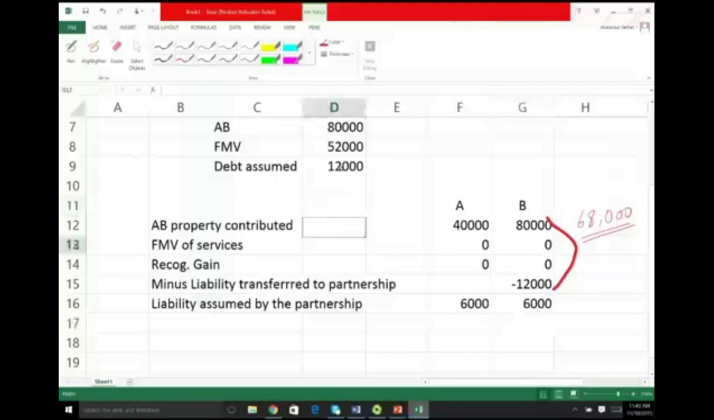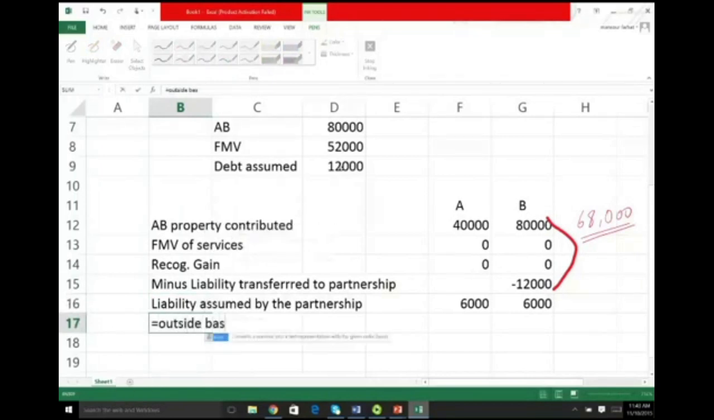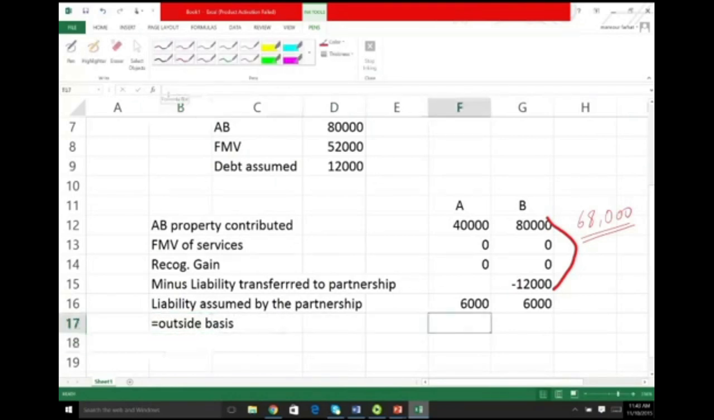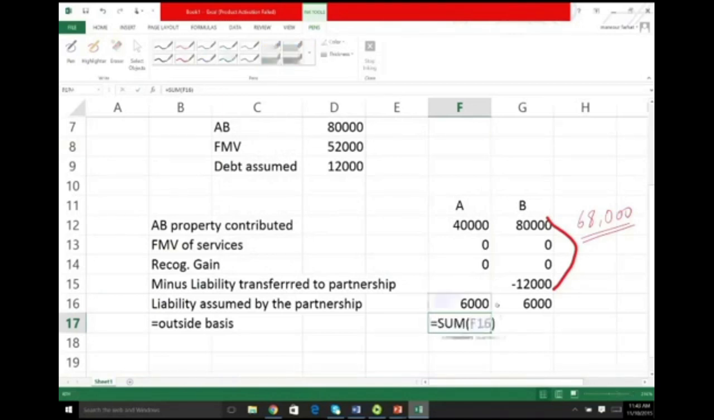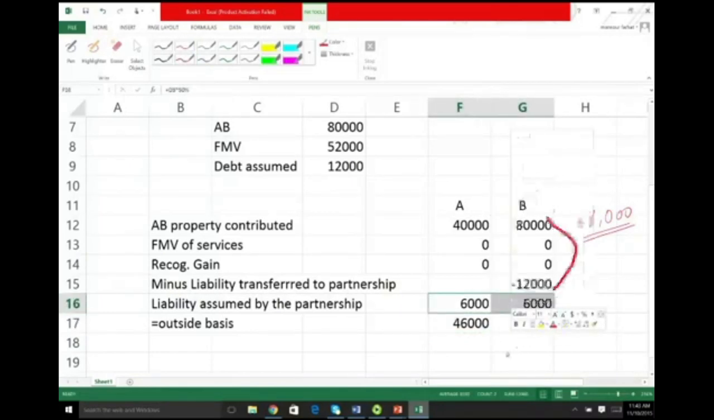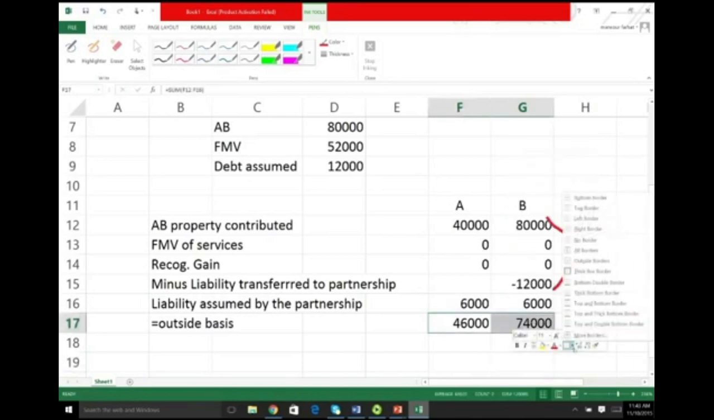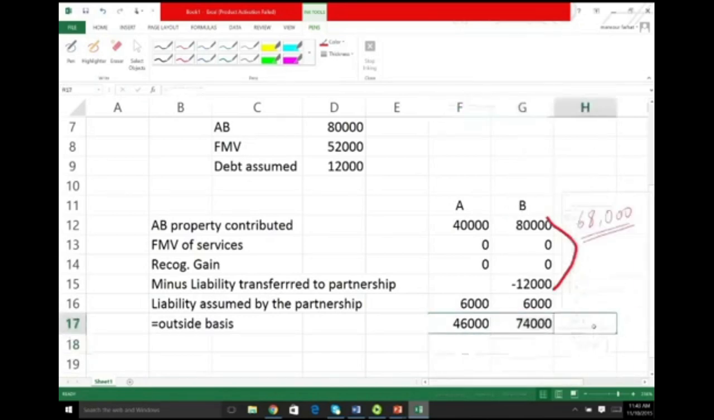So the liability is assumed, and now we can figure out what we call the outside basis. Let's sum them. For A it's $46,000, and for B it is $74,000. Those are the outside bases, and if we add them, the outside basis adds up to $120,000.